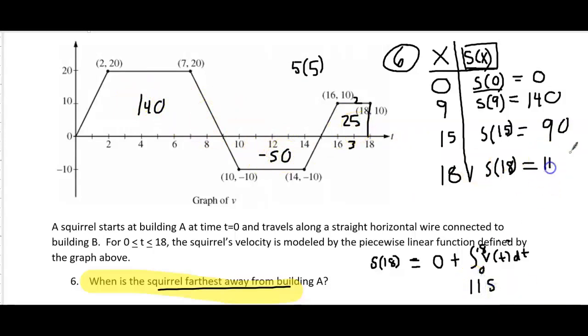And there it is. So now the question is, when is the squirrel farthest away from building A? Well, S of x represents his distance from building A. And it's at this point where the squirrel's distance is greatest from building A. The question is asking about when, so that's a time question. So the answer to our question here is not 140. The answer is t equals 9. Now, if they asked what was the squirrel's greatest distance from building A, then you could say 140. But in this case, they're asking when was the squirrel farthest away from building A, and that answer is 9.